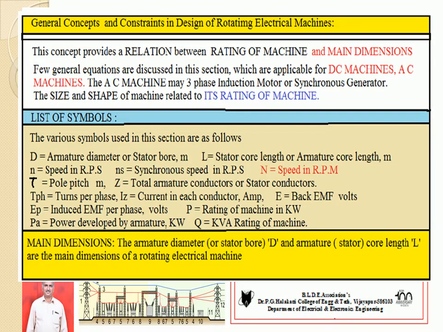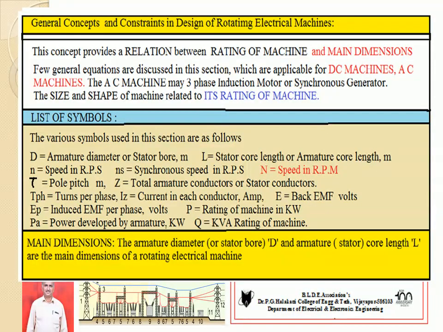First one, that I already explained. This section provides the basic relation between rating of machine or output of machine to its main dimensions, or volume of active materials required, or magnetic loading, electric loading. So this concept is mainly taken for DC machines as well as AC machines. AC machines, again, may be induction motor or synchronous generator.